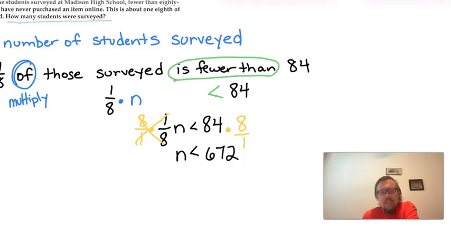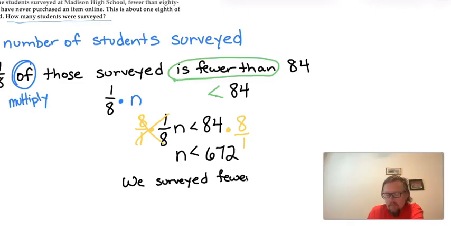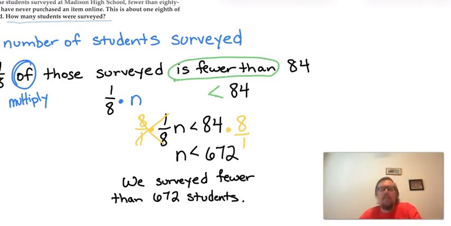So how many students were surveyed? So we surveyed fewer than 672 students. And that is the first inequality we have solved using a multiplication property.